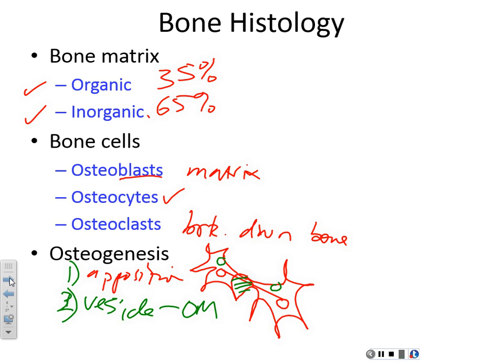And then the third vesicle, does anybody remember what it's called in osteogenesis? The third vesicle, what is it called? It starts with an M. It's called M something vesicle. Anybody remember that? The matrix vesicles. And so what does the matrix vesicle contain?